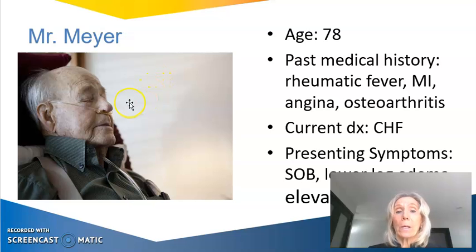If you see him in this picture, it's hard to tell, but his color is a little pasty. It might even be a little cyanotic because he's having trouble breathing. He's got oxygen on. So he's got lots of things going on, but we're going to give him a drug that will help to deal with some of these symptoms. So we're going to talk about furosemide.